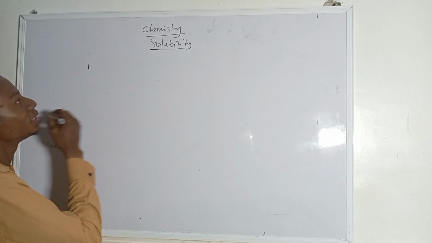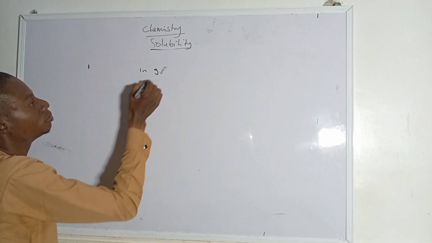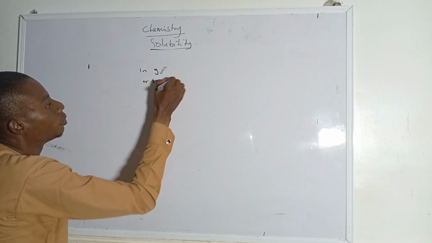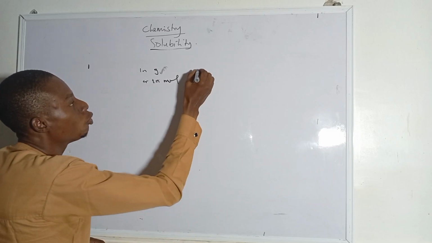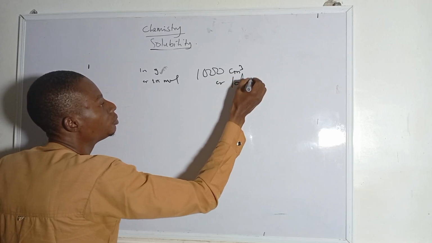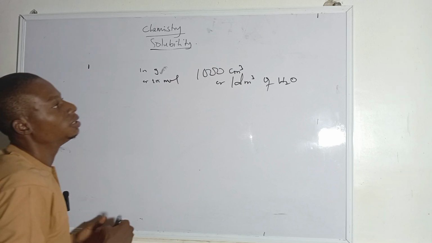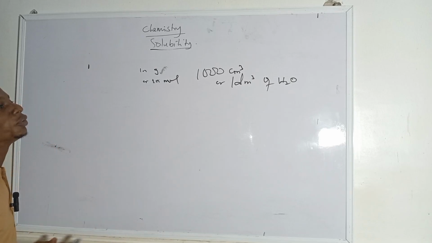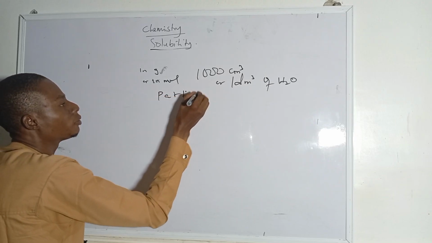Solubility is the amount in gram or in mole that dissolves in 1000 cm cube or 1 dm cube of water at a particular temperature.